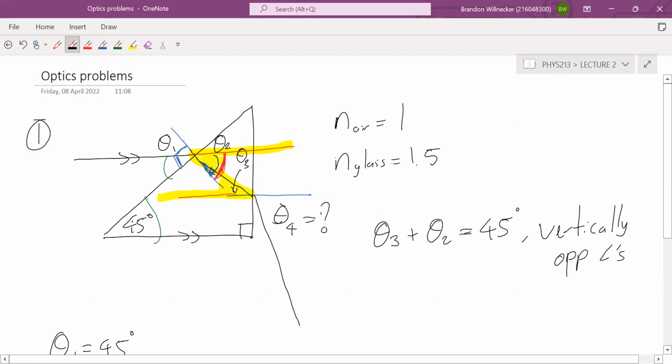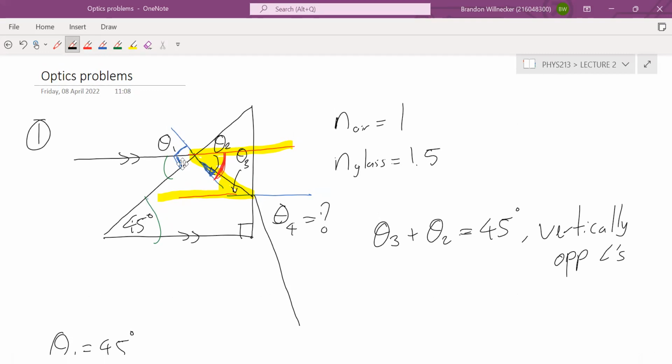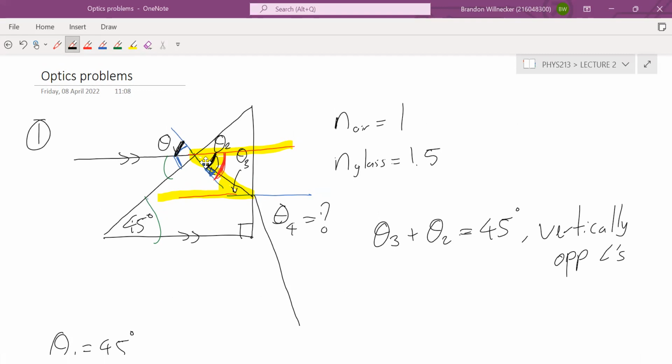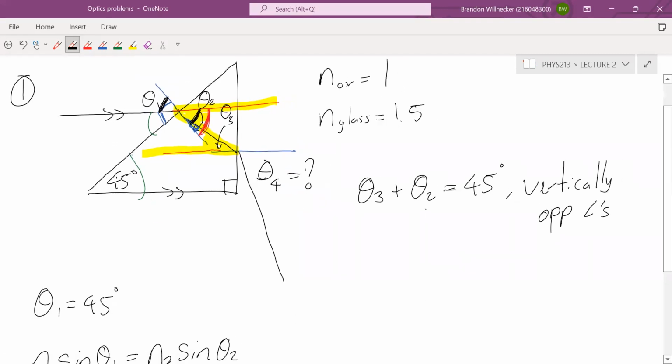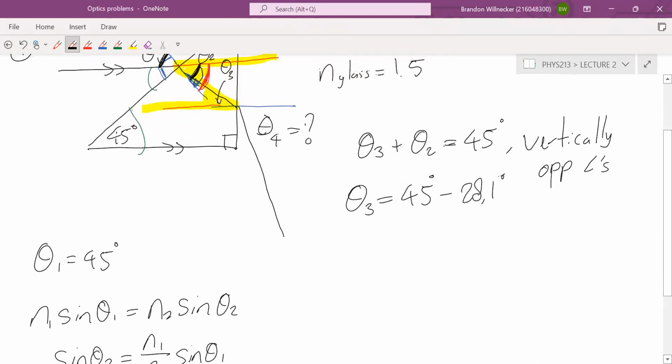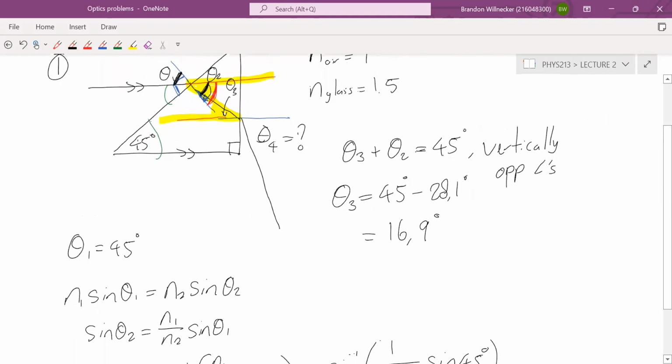Okay, so I've just extended those lines to make that cross shape. Then this angle here must be equal to this angle here, because they are vertically opposite. But we know what theta 2 is, so we can find theta 3. Theta 3 is going to be 45 degrees minus theta 2, which we worked out as 28,1. So theta 3, just check, is 16,9 degrees.